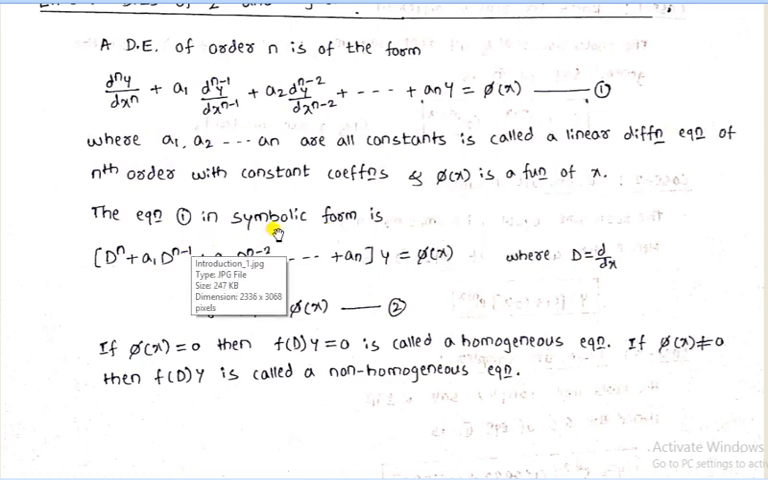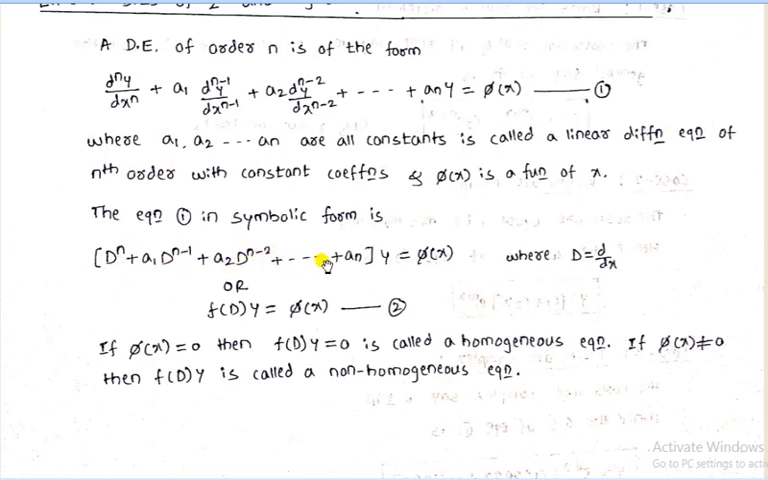Then equation 1 can be written in symbolic form as follows. In place of d by dx we use capital D, that is D^n, and the second term is again capital D with power n minus 1. We continue the same process, which is equal to phi of x here. The left hand side can also be written in short form as f(D) y. So f(D) means D^n, D^(n-1), D^(n-2), and so on.